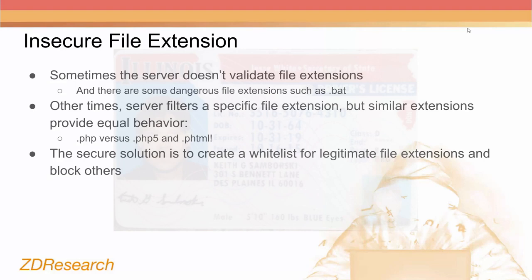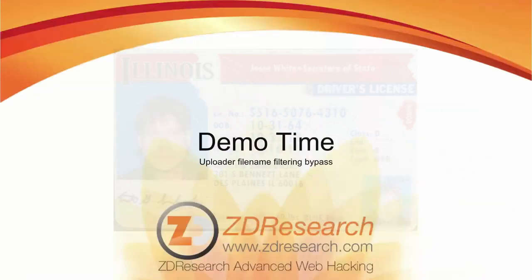A secure solution is to create a whitelist for the legitimate file extensions and then block everything else out. And the file name extensions are not always ultimately secure because a file with a certain extension can still be another file inside. So the extension is just the convention that we use. The content of the file does not necessarily follow that extension, but that's the best we can do. So now let's see a demo of bypassing file name filtering. We're going to use the same code that we saw in the chapter and try to bypass it and hack it.